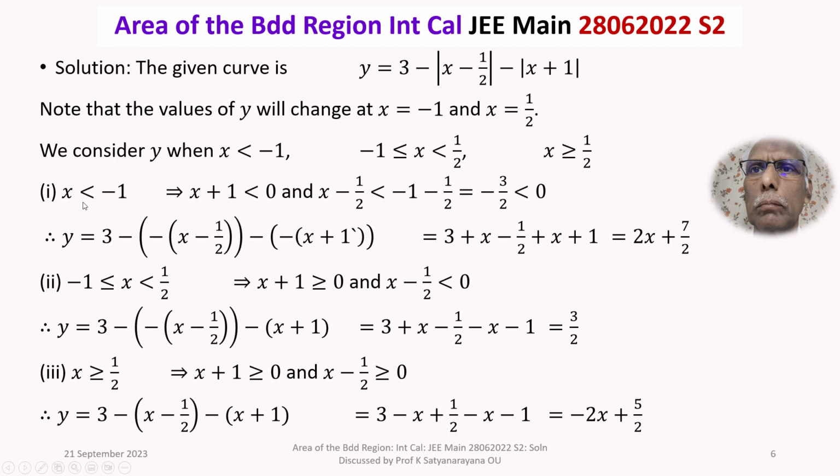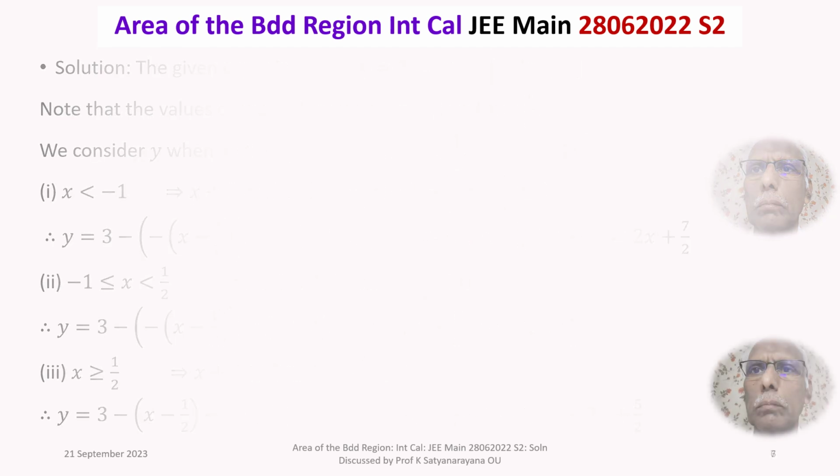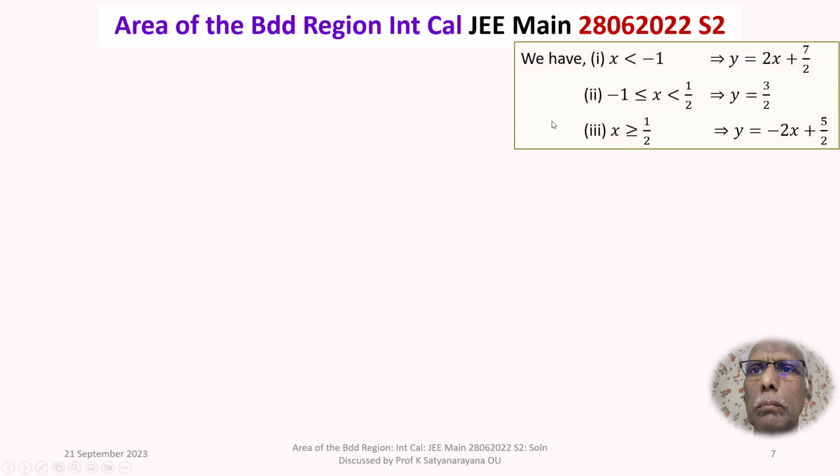Thus, we got the three branches of the curve, and we also have the x-axis. The region bounded by these three curves in these parts of the domain and the x-axis forms a closed bounded region, and we are required to find the area of the bounded region. So this is what we have done so far.